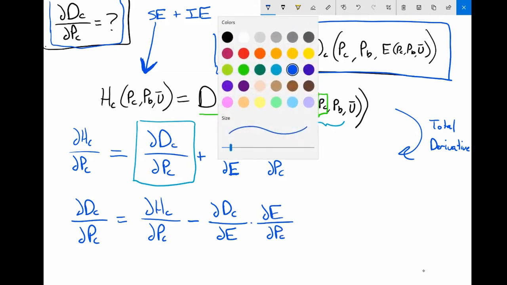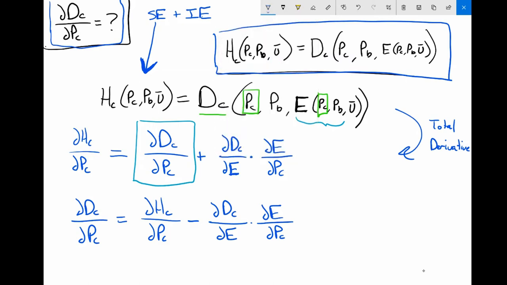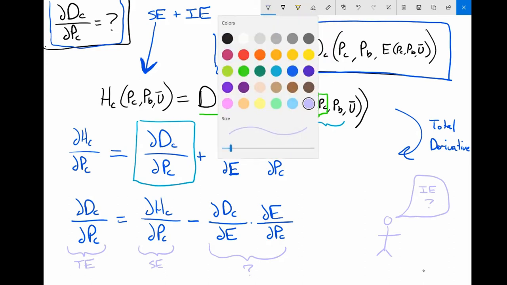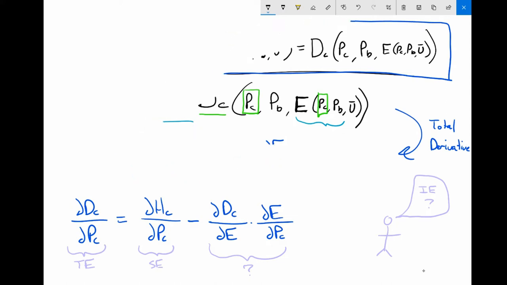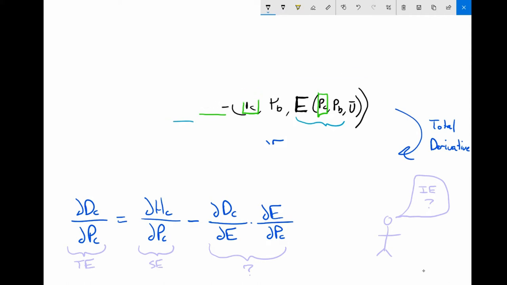Now, I'm going to give away the conclusion a little bit to whet your appetite. This is the total effect of a price change on the uncompensated demand. This is the substitution effect, which should give us an indication. Maybe I'll ask the question, what is this? In the back of your mind, you might be thinking, is this the income effect? Well, let's see. All right. I'm going to erase all of this. I'm going to write this equation up in the corner, and then we are going to continue with our calculations.